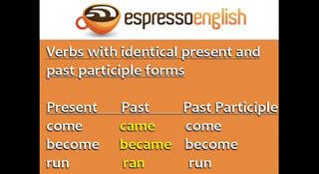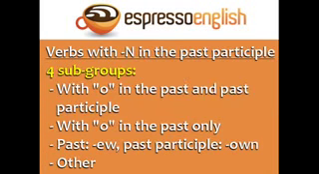The only different form is the past. Come, came, come. Become, became, become. Run, ran, run. A number of irregular verbs have N in the past participle. These can be divided into four subgroups: with O in the past and past participle, with O in the past only, verbs with the past form ending in EW and the past participle in OWN, and other.